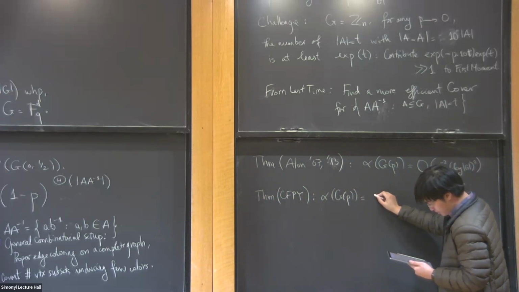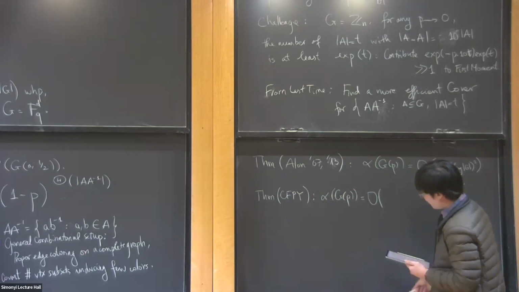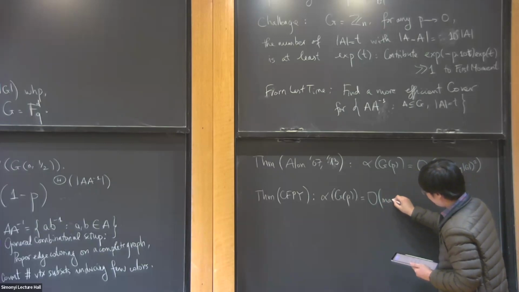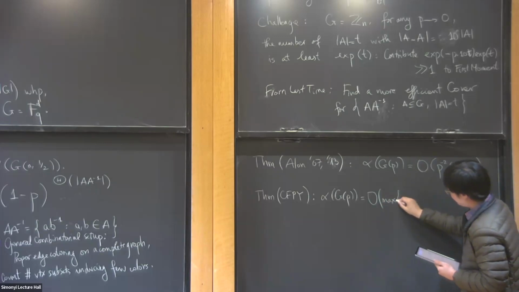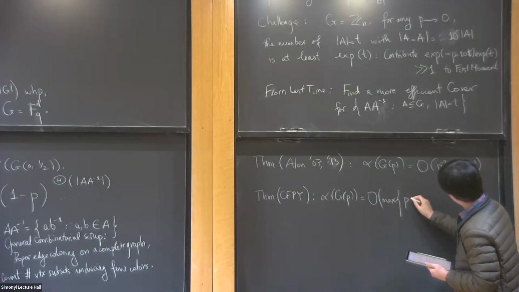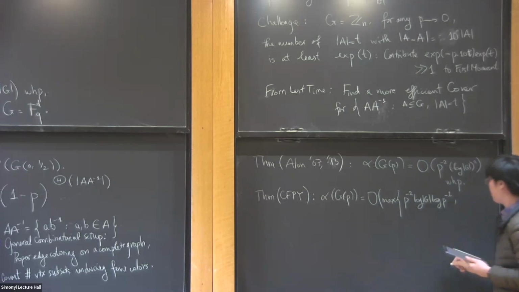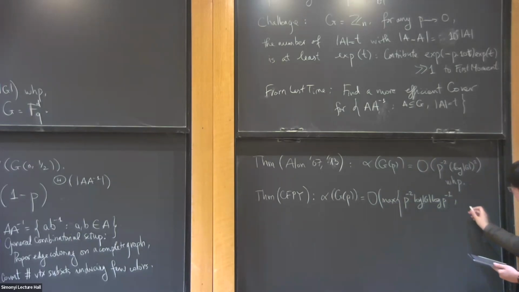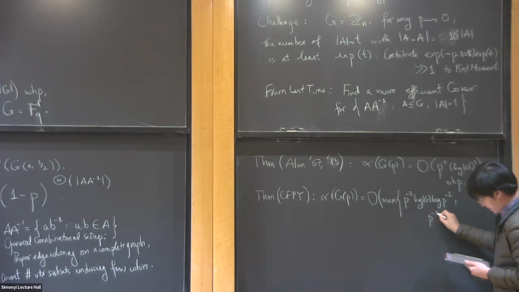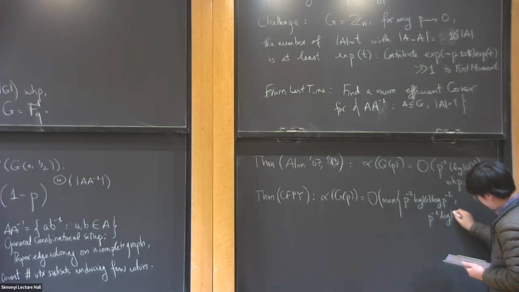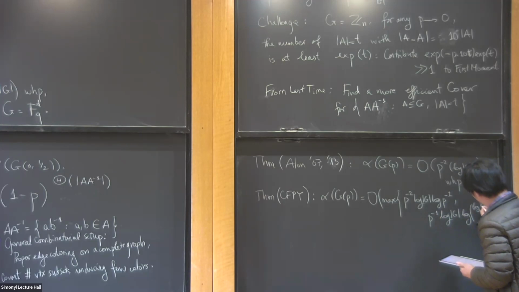So we get a bound of the form, the bound will be a bit clumsy. So we'll have two terms. The first term is p to the minus 2 log G times roughly log 1 over p. And the second term is p to the minus 1 log G times log G over log p inverse. It's just kind of what the argument gives.